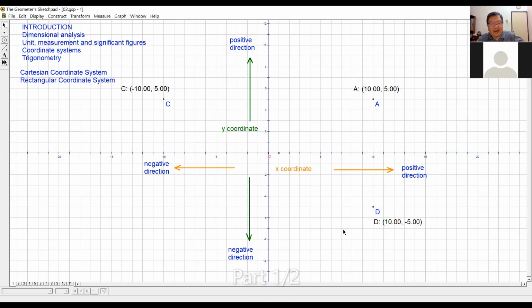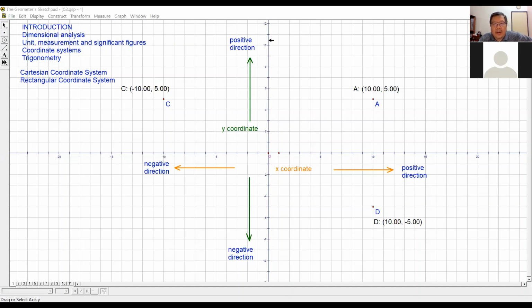The next chapter is velocity, acceleration, and displacement. We are still in chapter 1, and today we are going to talk about the Cartesian coordinates, or sometimes it is known as the rectangular coordinate system. Now, this one is quite elementary. I'll just go through it with you.